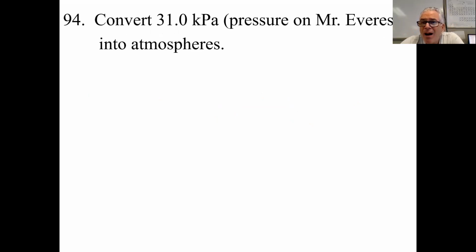Now, on Mount Everest, which is really, really high up, there's a lot lower pressure because there's so much less atmosphere pushing down on you. 31.0 kPa. What's that in atmospheres?